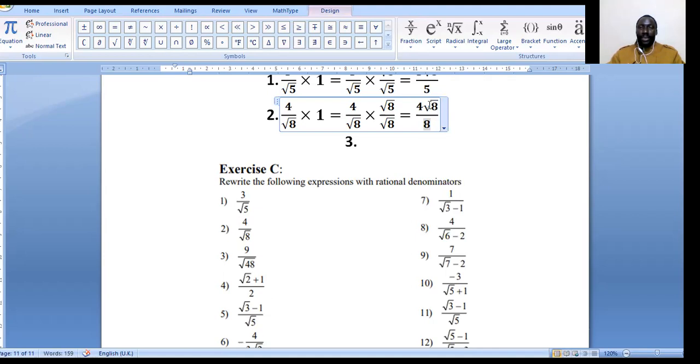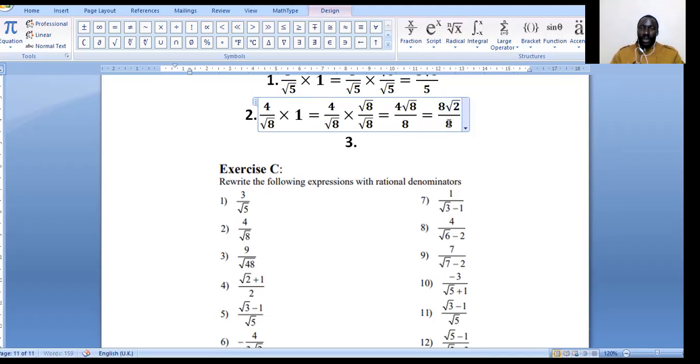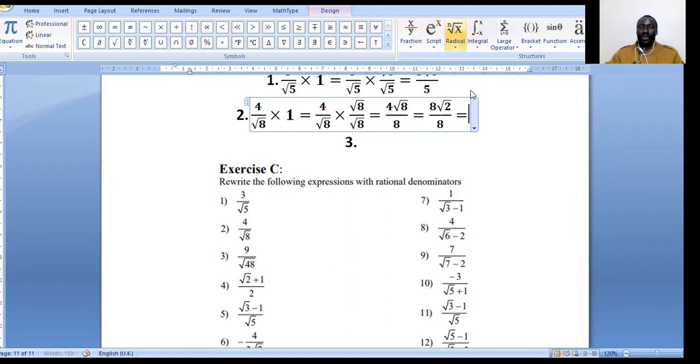We could still simplify this because the square root of 8 is the square root of 4 times 2, which is 2 square root of 2. So you could stop there, or you could go ahead one more step and say this is going to be 2 times 4, which gives 8 square root of 2 divided by 8, or this will simplify to the square root of 2.